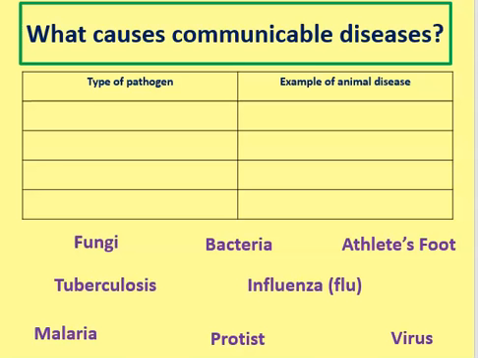Okay, so you do need to know an example of each of the diseases caused by each type of pathogen. So please can you draw this table? Type of pathogen needs to go in this column. So fungus, bacteria, protist and virus. And see if you can match up the other 4 diseases. So athlete's foot, influenza, TB, tuberculosis and malaria should go in the right hand column. Pause the screencast and have a go.